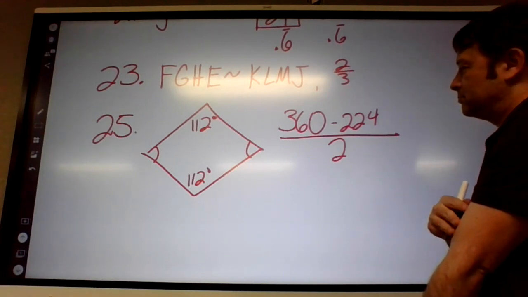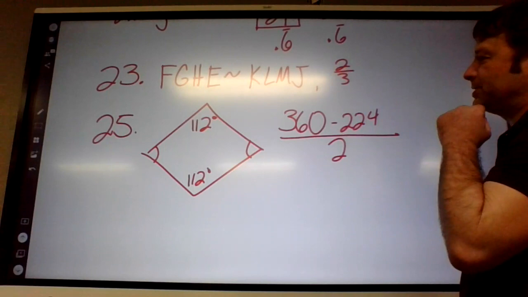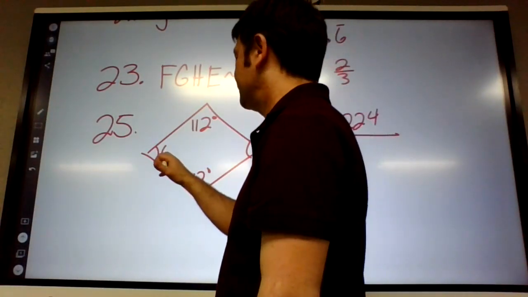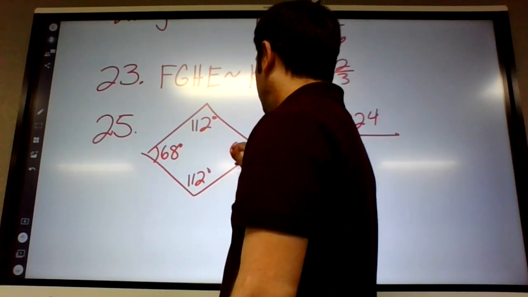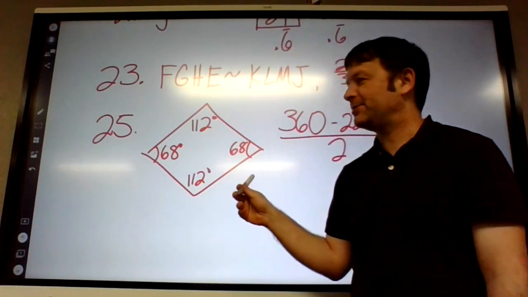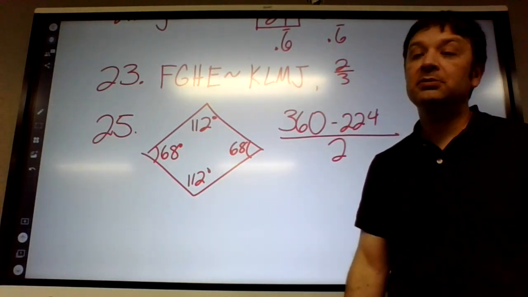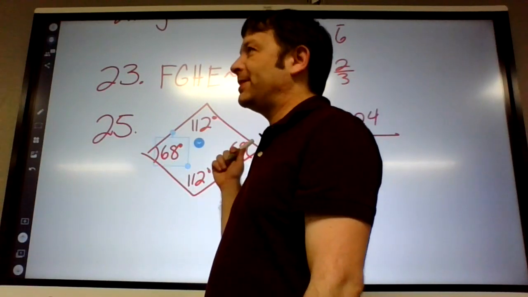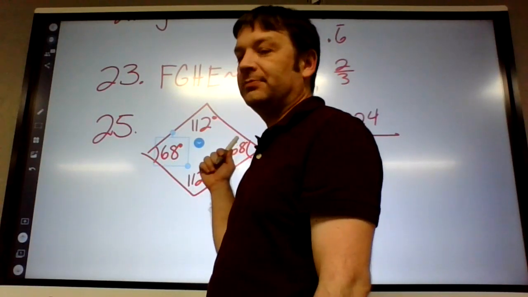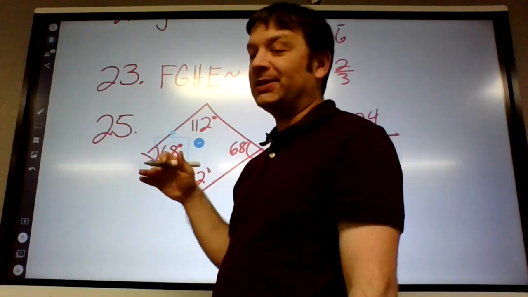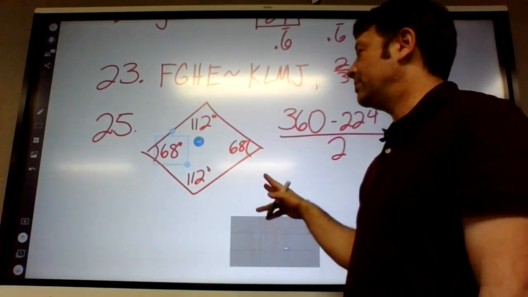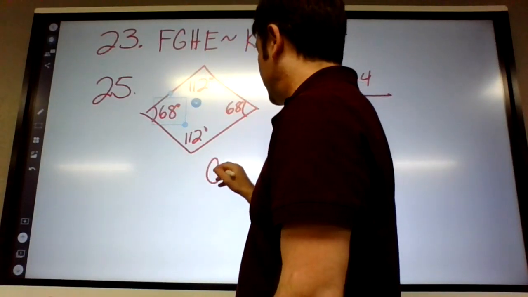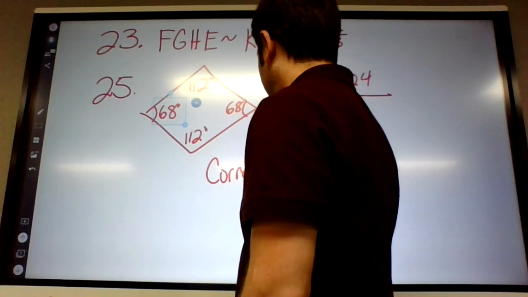Oh crap. It's 136 divided by 2, so it's 68. You're too slow. 68. Okay, so anyway, they're rhombuses, but 68s, does that match the other one? That one has a 72 right there. So no. So we're gonna put, corresponding angles are not congruent, so they're not similar.